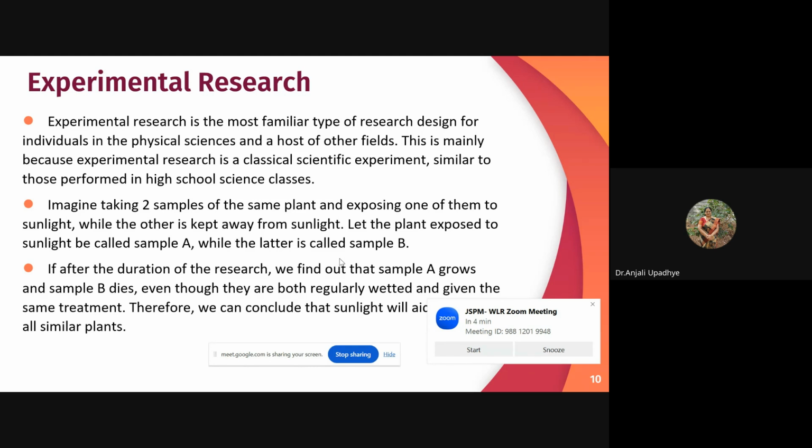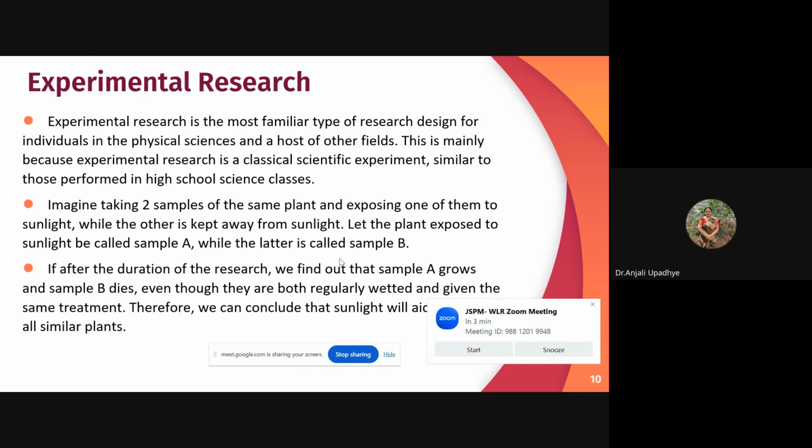Whenever we enter high school, at the 8th or 9th standard, we do experiments in the laboratory, and these are the same experiments used when research is done. Imagine taking two samples of the same plant, exposing one to sunlight while the other is kept away from sunlight. The plant exposed to sunlight is sample A and the other is sample B.